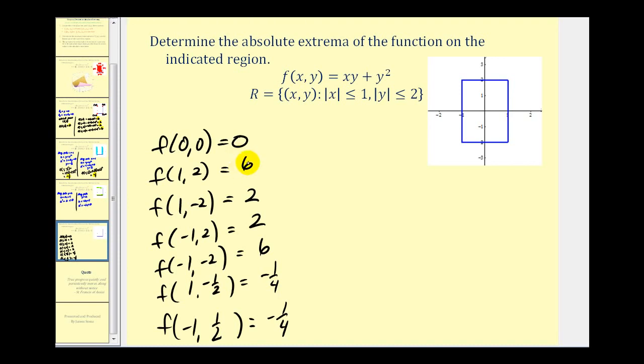So our absolute maximum is going to be equal to 6, and it occurs at 1, 2, as well as negative 1, negative 2. And the absolute minimum is equal to negative 1/4, and that also occurs in two places, at 1, negative 1/2, and negative 1, positive 1/2. Let's go and take a look at this in 3 dimensions.